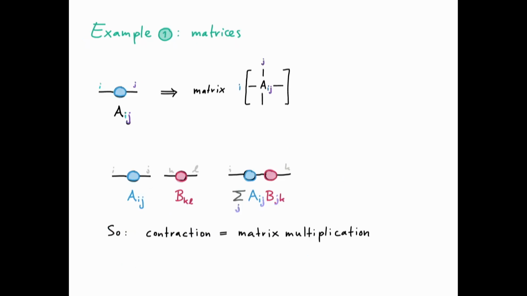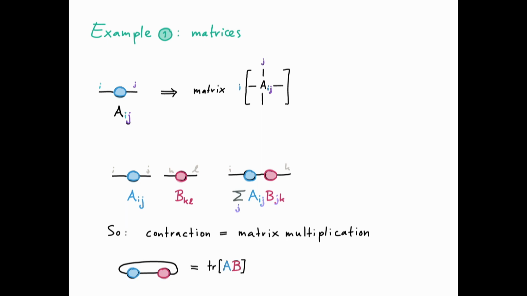So let's look at a couple of examples. The first example is a very simple one that we hopefully all know and love, which is matrices, right? Which are just 2-tensors. In that case, if we contract one of the legs, that is just the same as matrix multiplication. So the whole thing of tensor network contraction is just a generalization of matrix multiplication.